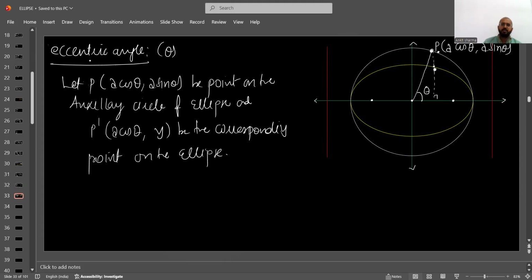Why am I saying corresponding point? Because if I take any other theta here, like for example this one, then my radial vector will be different and my theta will be formed here, like this, and I'll get the parametric coordinates here.